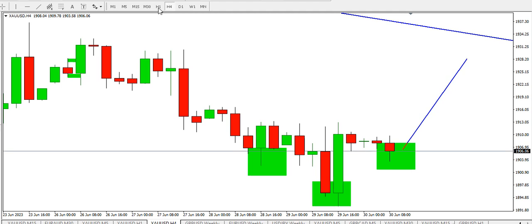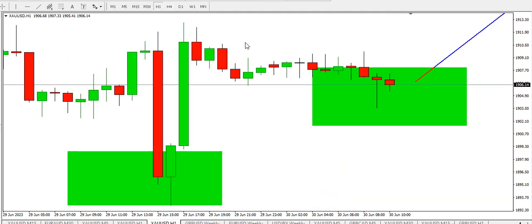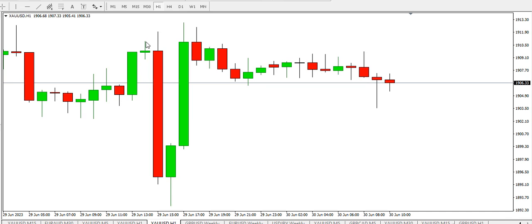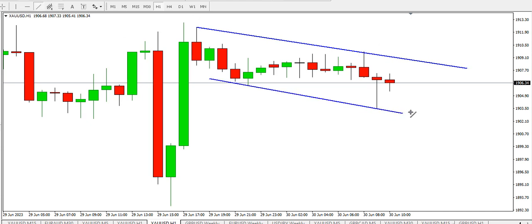On the 1-hour time frame, you can see that the price of gold broke this particular structure, like a retracement. So what we are seeing is something like a bullish flag pattern. We might be expecting the flag to break out to the top side.